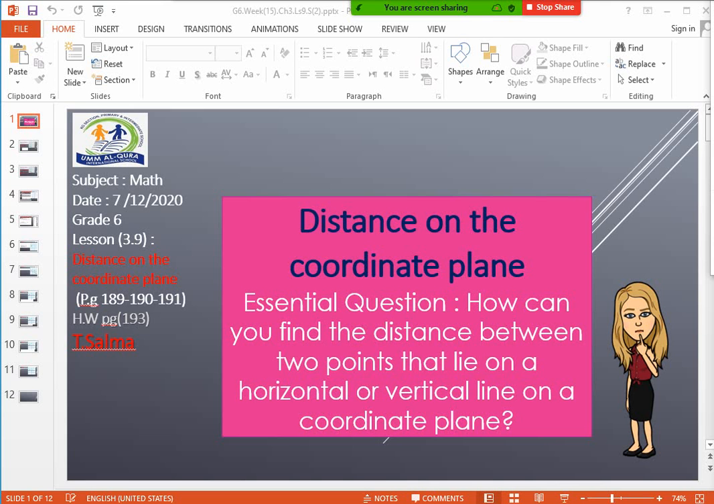So, we talk about how we will find the distance, the horizontal distance and the vertical distance by using the coordinates, the x or y.